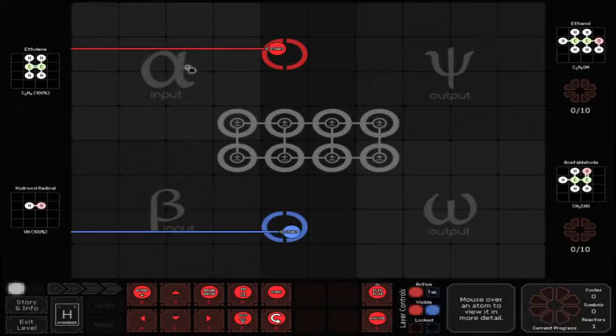So, nothing too crazy here, for the most part. We're getting ethylene and hydroxyl radicals, and we have to make ethanol and acetaldehyde? I think that's it. So... okay, I see what we need to do.